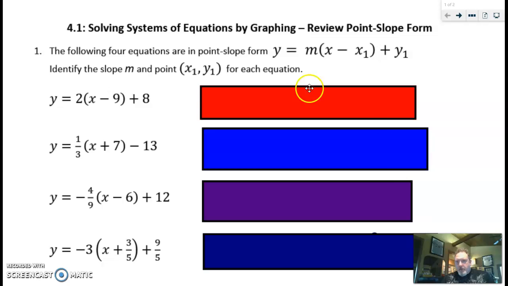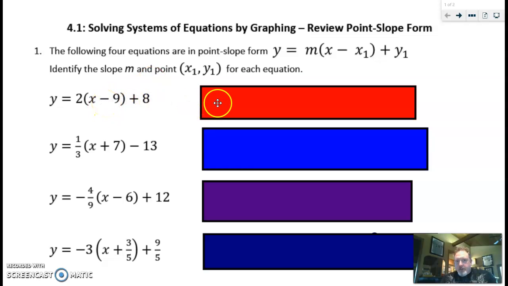So you'll notice here, point-slope equation right at the top. What we're concerned about are three things. We've got our slope, which is m. That's always this number here in front of the parentheses. And our point is x1, y1. Remember, our x-coordinate is always the opposite of the point in parentheses.